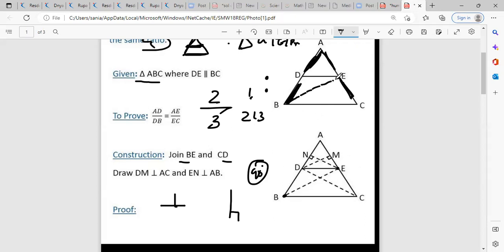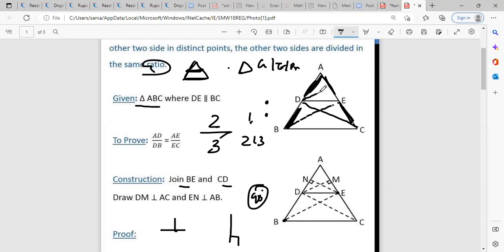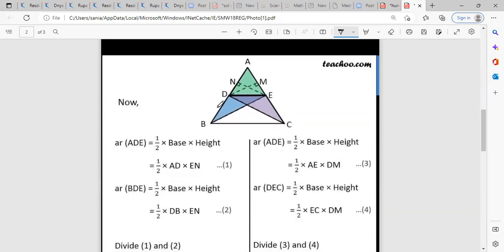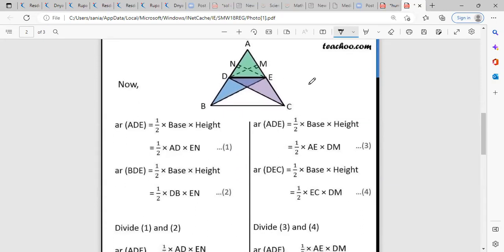So what construction did you do? First of all, you joined BE and CD. And similarly over here, DM is perpendicular, and over here EN. NE or EN, same thing. Now you have this entire diagram like this. Earlier it was very simple, it was like this. Then you made it like this. Now you have this diagram.